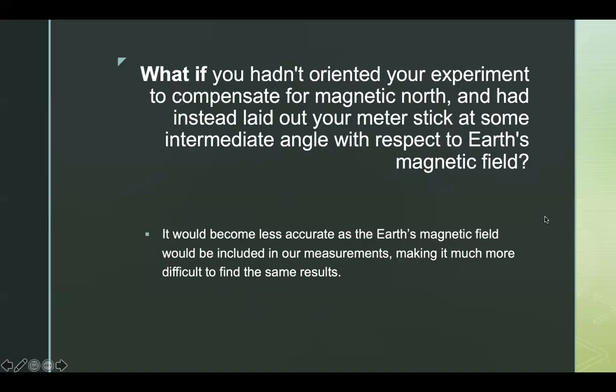What if you had not originally oriented the experiment to account for magnetic north and instead laid out your meter stick at some intermediate angle with respect to Earth's magnetic field? The experimental data would become less accurate as Earth's magnetic field would be included in our measurements, making it much more difficult to find the same results that we did in our experimental setup this time.